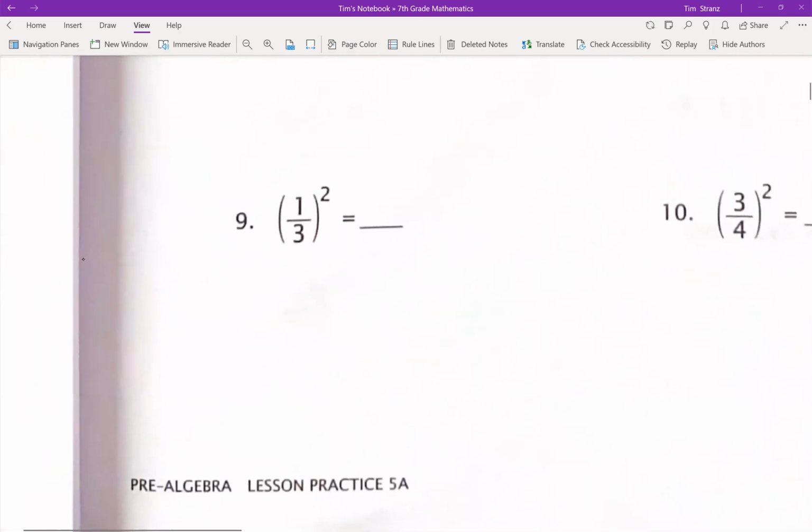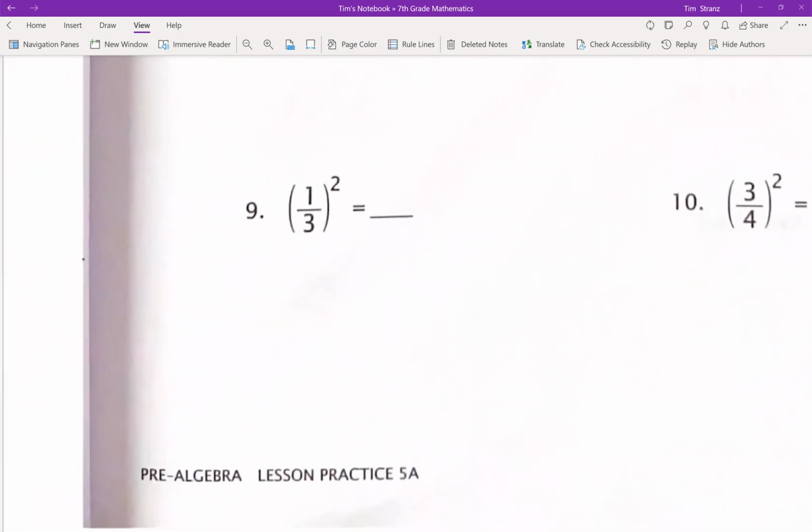Okay, number 9, 1/3 to the second power. You notice how the exponent is outside of the parentheses. So that means it's going to be 1/3 times another 1/3. Okay, we just multiply the numerator by the numerator, denominator by denominator. So 1 times 1 is 1. 3 times 3 is 9.